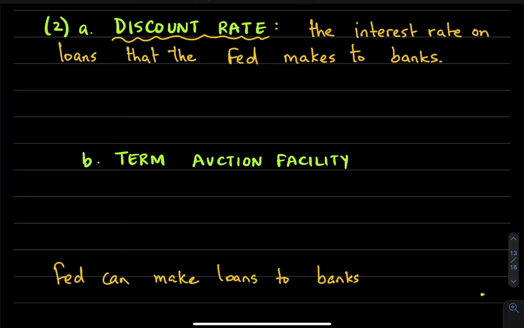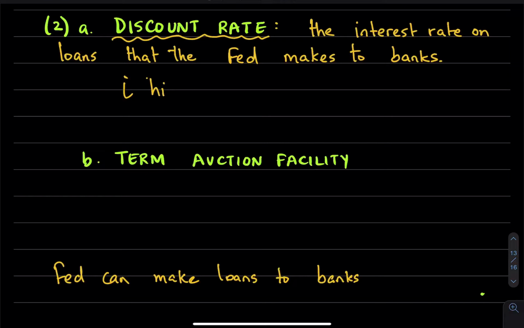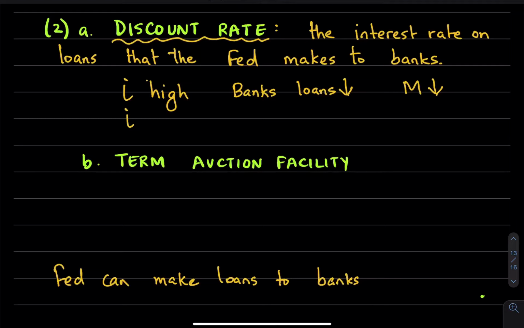But imagine if the interest rate that the Fed charged was high, then banks would not take out as many loans, right? So banks would not take out loans or would decrease the amount of loans that they take, and so this would result in a decrease in the money supply. But if the Fed wants the money supply in the system to increase, then it could decrease this discount rate and banks would borrow more.